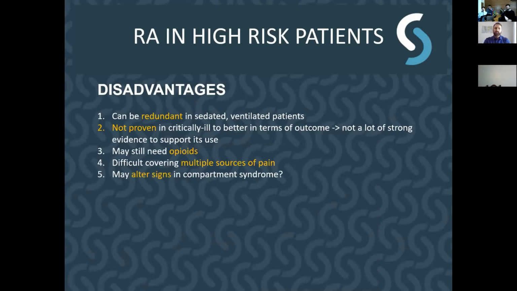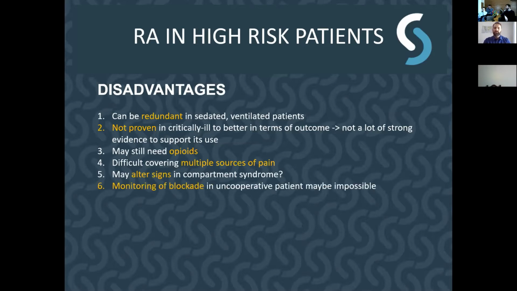Then it might alter signs of compartment syndromes. Now, I've only put that in because they quote this in every article. I have looked into the research and there is very good, robust research that shows that a compartment syndrome does not get hidden by regional anesthesia. It is actually a good thing because breakthrough pain in a patient with a good working block is a sign of compartment syndrome. So your patient will still have pain because it is an ischemic pain.